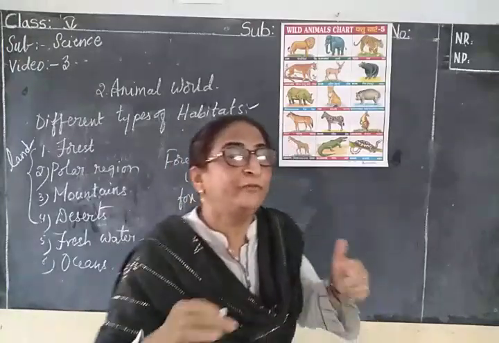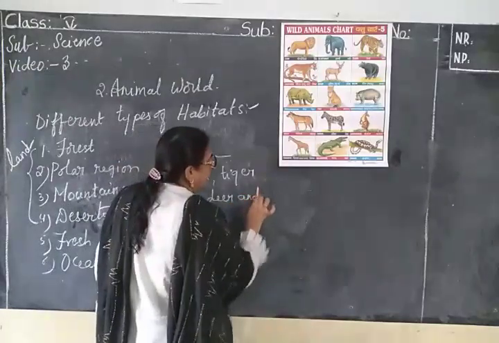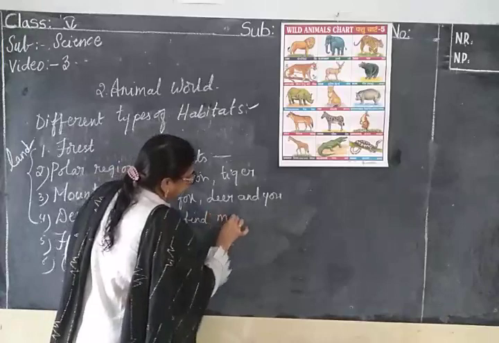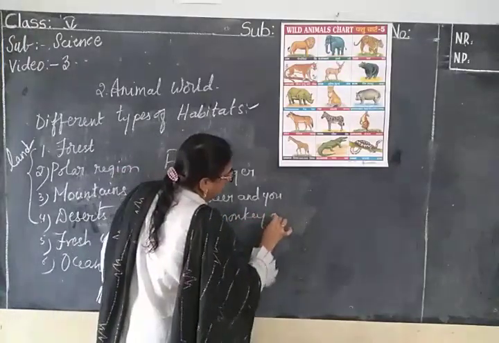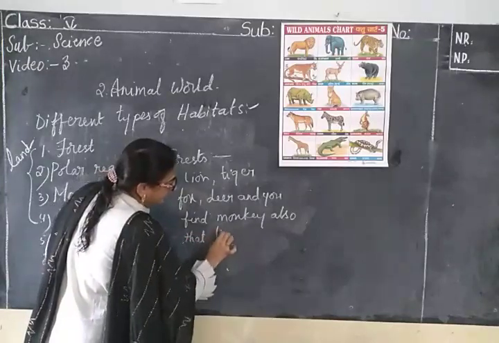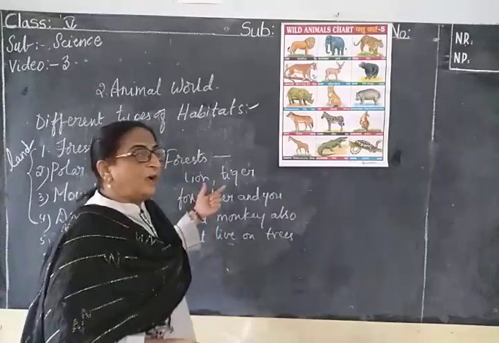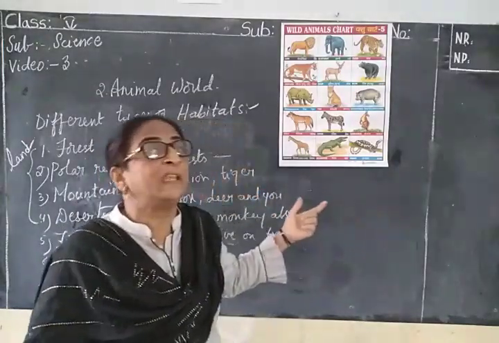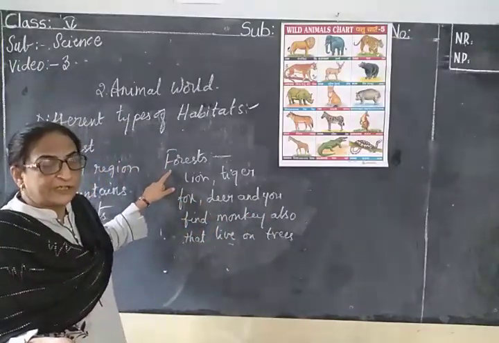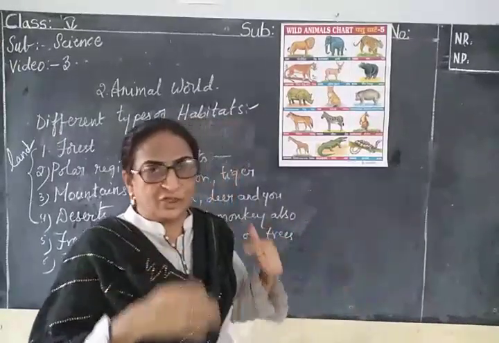And moreover, you find monkeys also that live on trees, isn't it? So in this way, forest is giving shelter to many animals and birds. Yes or no? So in this way, forests are the places where trees and plants grow naturally, isn't it?